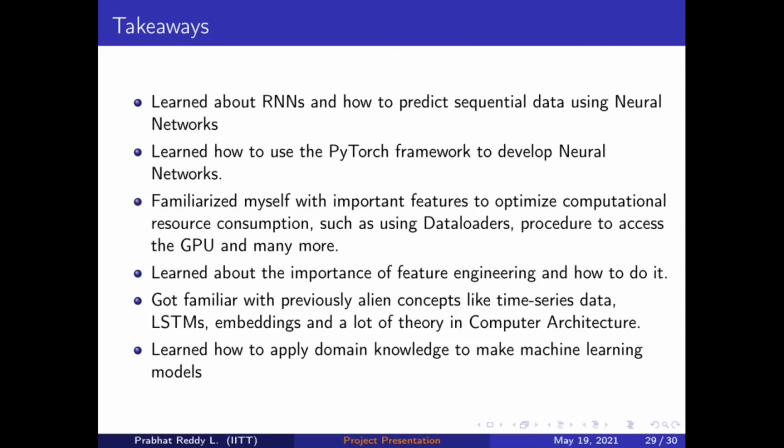The key takeaways for me in this project were learning a lot of things. I've learned how to use different frameworks, and I've used the foundation that I've learned in my course to learn more things that were beyond the scope of the course. An important takeaway is that I've learned how to apply domain knowledge to make machine learning models more efficient, and I think that is going to be a very useful thing.